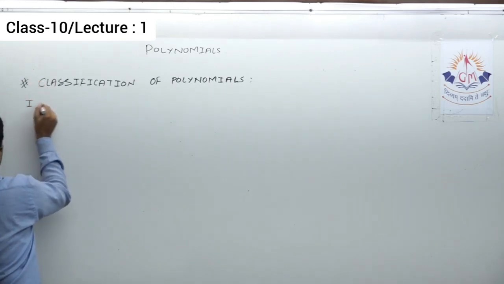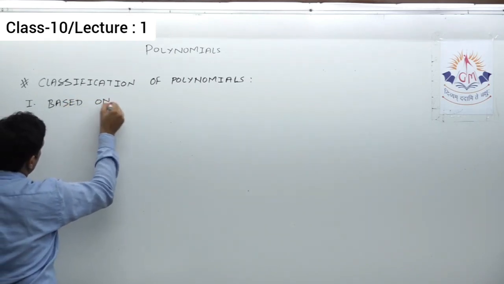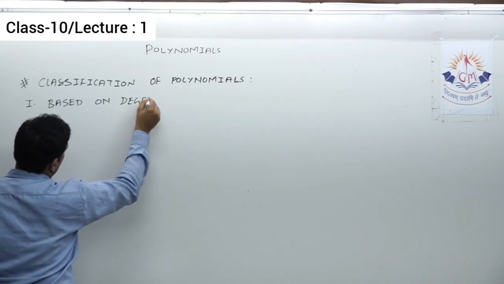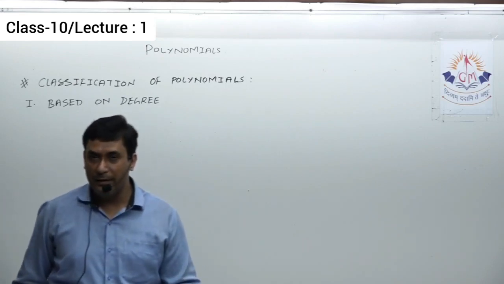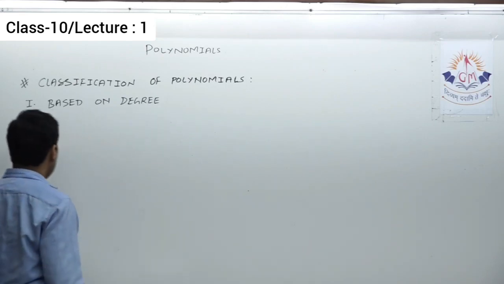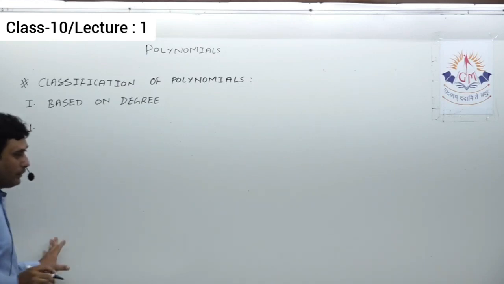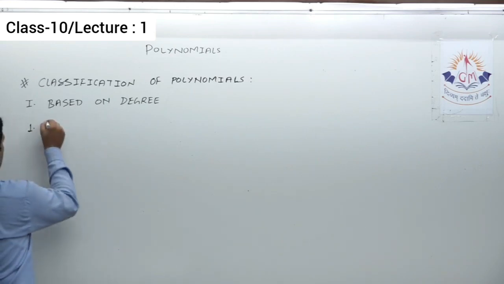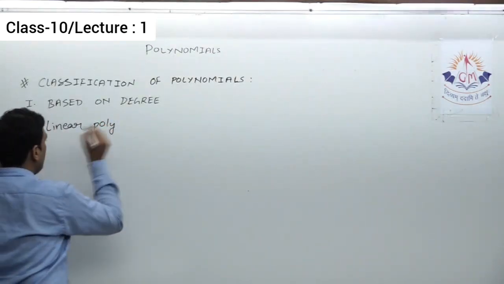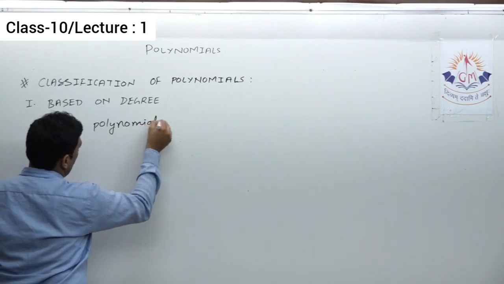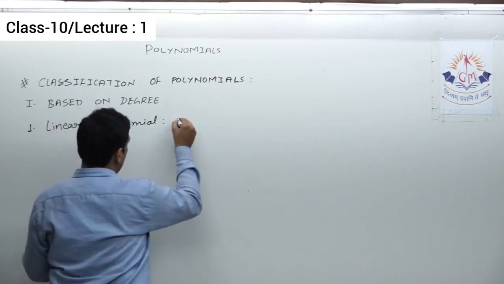Now in this first one, based on degree, okay, just right now we saw degree. Degree is the maximum power of the variable in the polynomial. Now the very first one is the linear polynomial. We'll start with the linear polynomial. Now which polynomial is linear polynomial? A polynomial having degree 1 is called the linear polynomial.